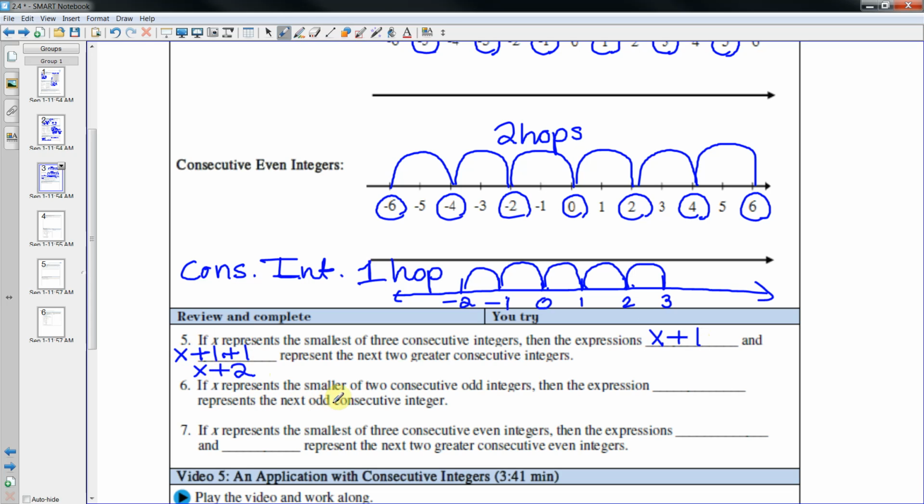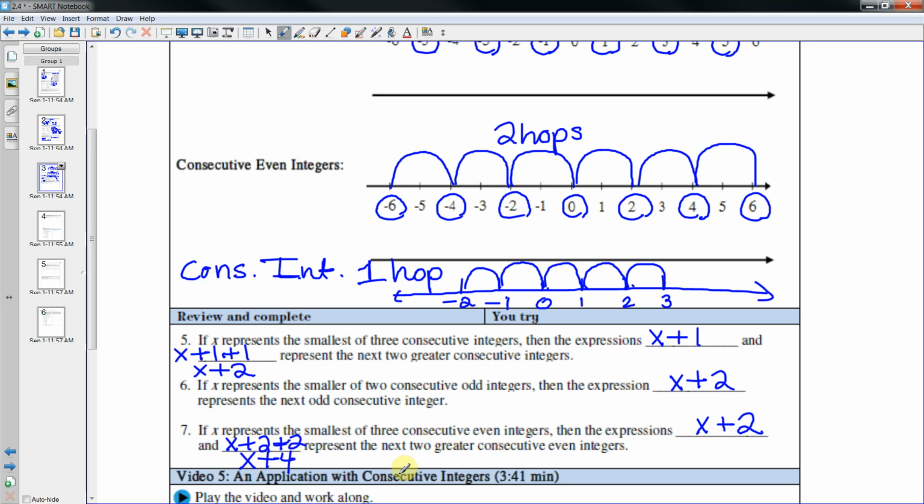Alright, if x represents the smaller of 2 consecutive odds, remember that odds were 2 hops away. So to get to the next odd integer, I would automatically go to x plus 2. Okay, if I were going to the next one, I'm going to answer that question in this next one for evens, because evens and odds work the same way. If I'm starting with the smallest of 3 consecutive even integers, x is the smallest, then the next one would be x plus 2 because that's 2 hops. Then the next one after that would be 2 more hops. So x plus 2 plus 2, which would really be x plus 4 total hops.